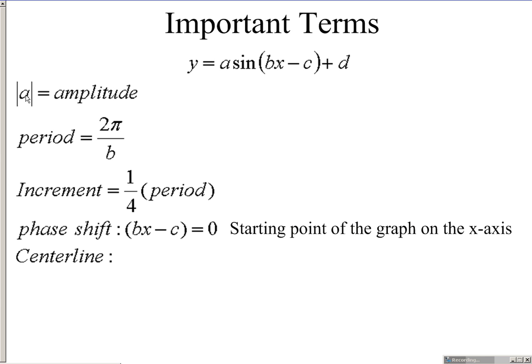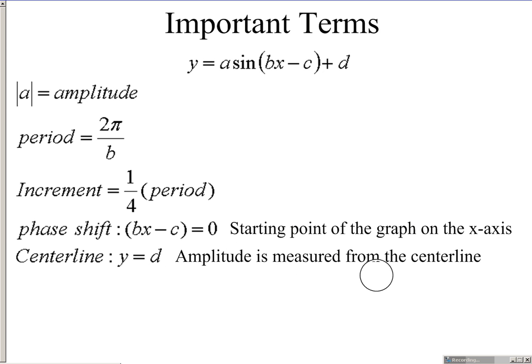The center line shift is controlled by this d value right here. Anytime we add or subtract something from the whole function, that tells us where our center line is shifted to. Obviously it will be a horizontal line, so it's y equals a number. And remember, the amplitude is measured from the center line. So if we have a center line shift up 3 units, so our center line is y equals 3, and our amplitude is 2, that means our graph will now go from 3 up to 5, and from 3 down to 1. So make sure you're always measuring your amplitude from the center line.